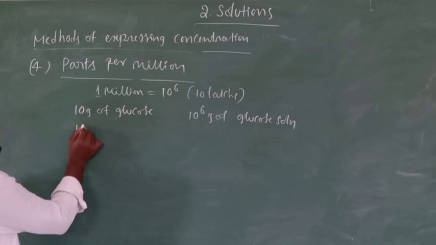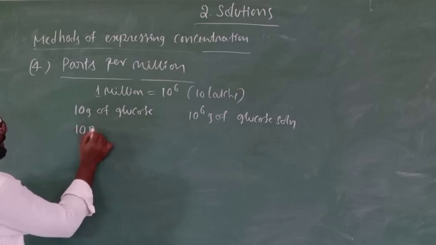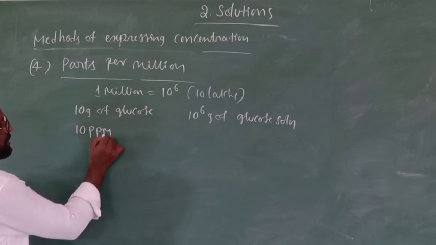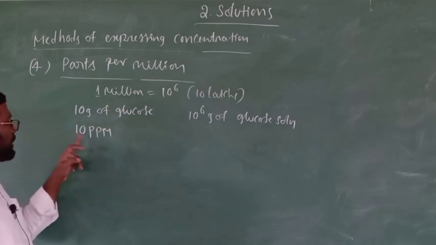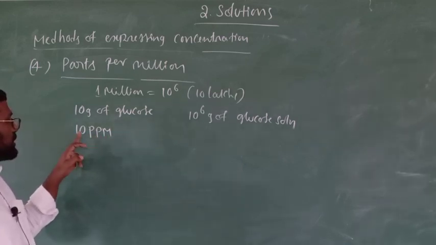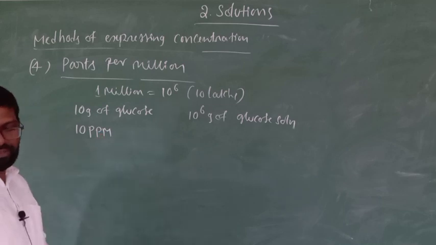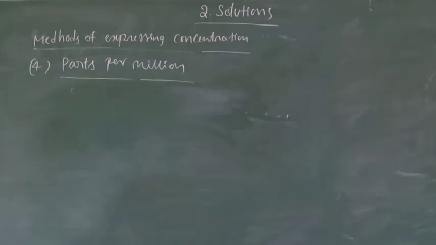That means its concentration is 10 parts per million. 10 parts per million. It is called 10 ppm. 10 parts per million, or you can say 10 grams per million grams.